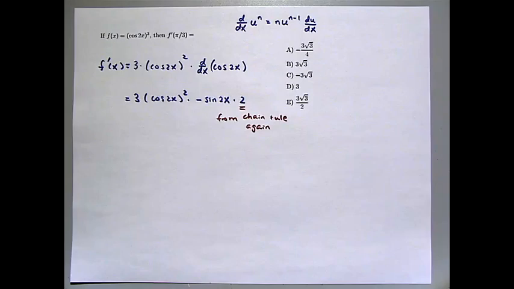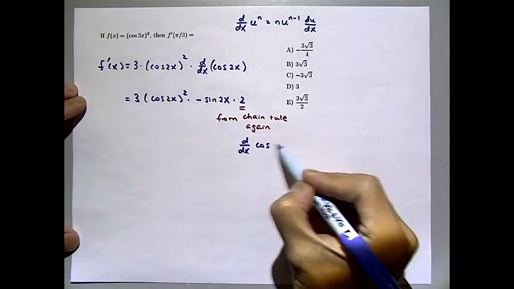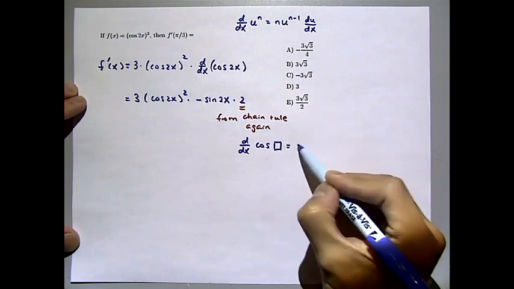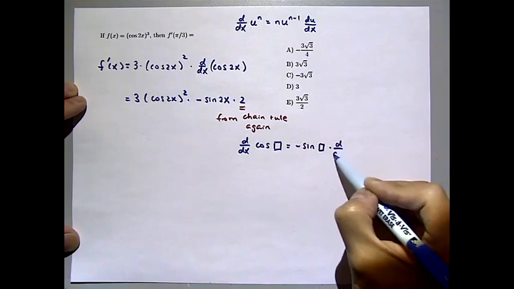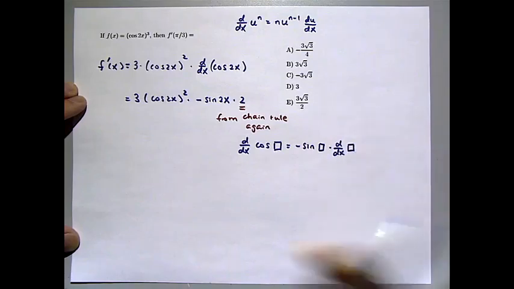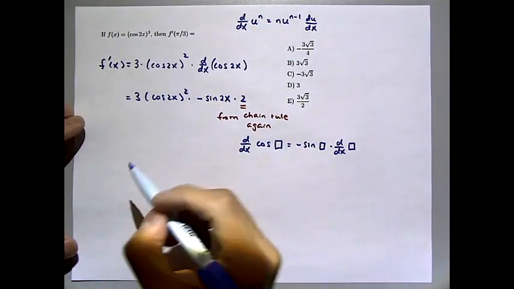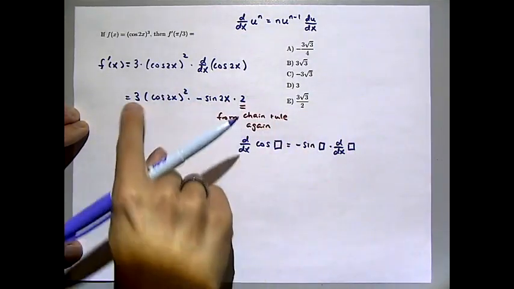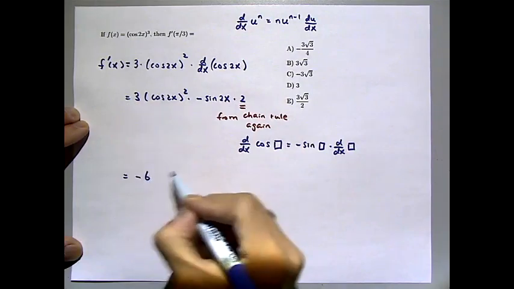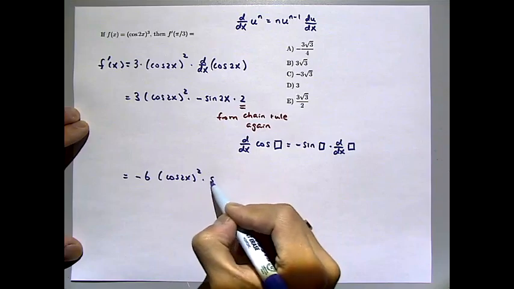Okay, so that 2 is coming from chain rule again, because the derivative of cosine of something is negative sine of that same thing times the derivative of that something, right? Here that something is 2x. Whether you want to simplify any more is up to you. There's really not much to do. I would multiply the numbers together and that's about it. Minus 6 cosine of 2x to the power of 2 times sine of 2x.